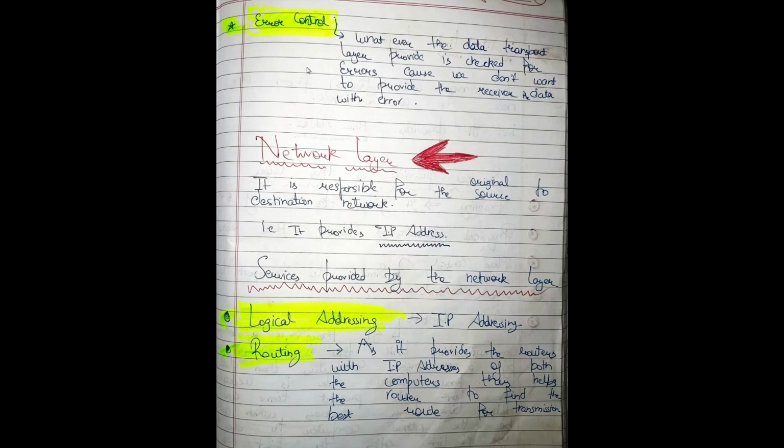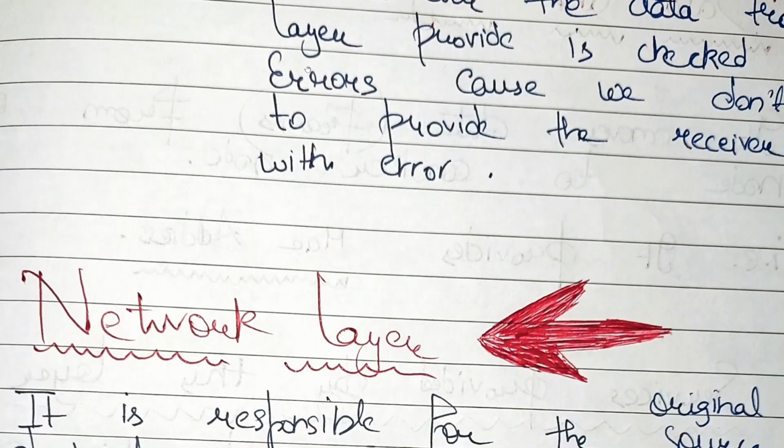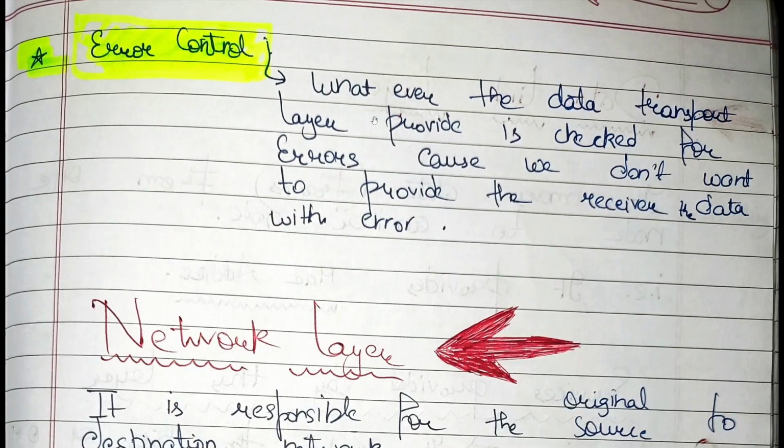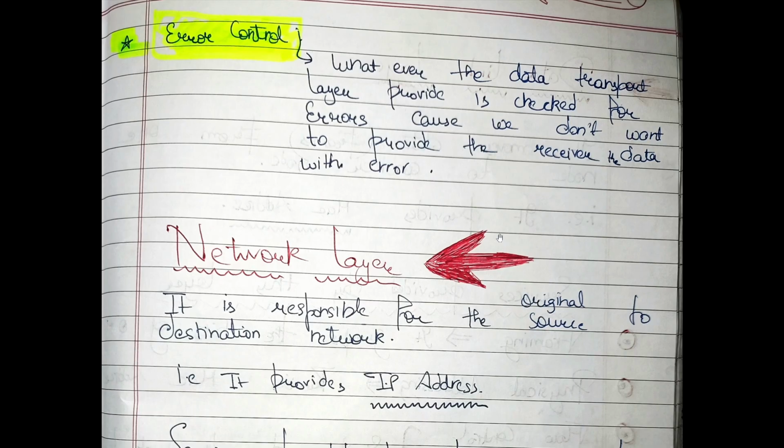With that, error control is also provided. In error control, it checks whether the data the transport layer provides has any errors. What errors are and what could cause them, we are going to discuss later. First, let's just know that it does error control. Of course, because we don't want to provide the receiver with erroneous data, right? And this was all about the transport layer.